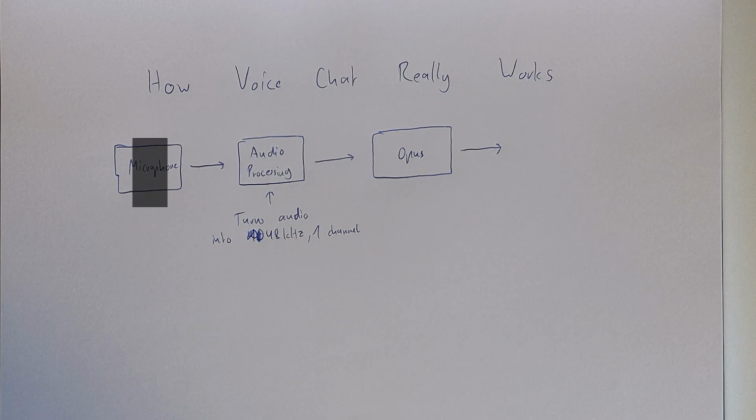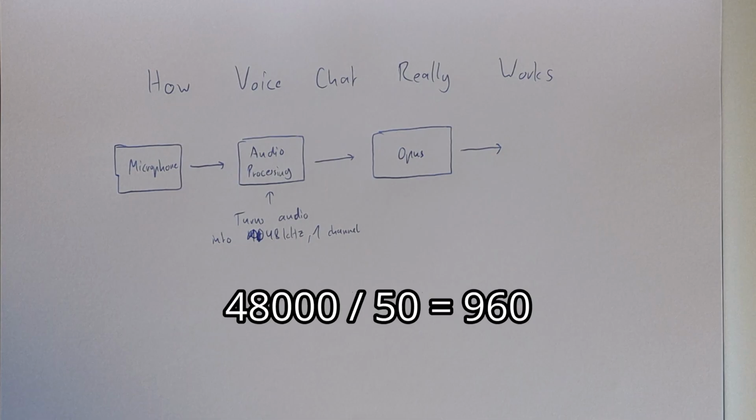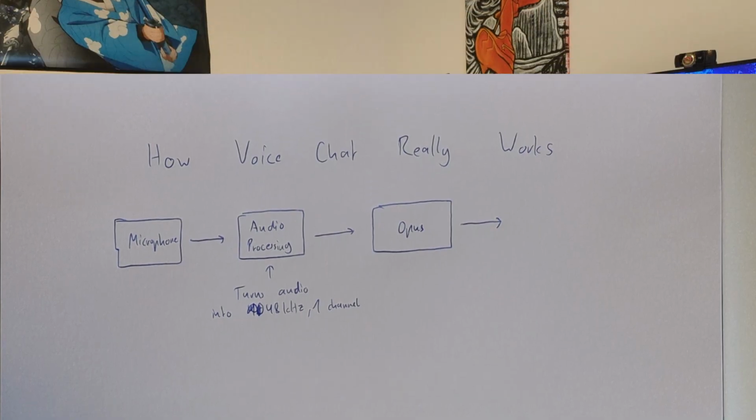In my app, I've chosen 960 samples just because I want to send 50 packets to the server per second. Dividing 48,000 by 50 is exactly equal to 960. And one other thing you might find interesting is that Opus actually only accepts certain chunk sizes for encoding, and 960 is one of them, which is one more reason for choosing it.